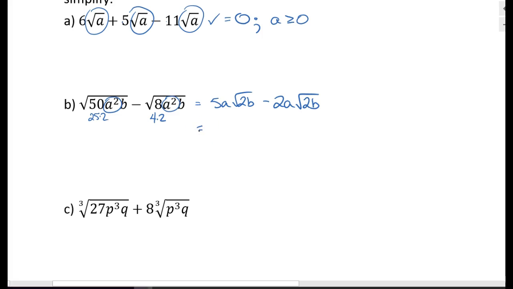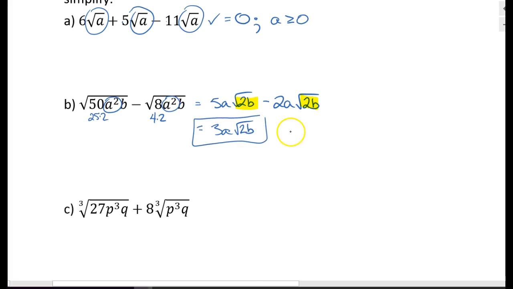So again, using your understanding of perfect squares to take those out of the radical. Now we see these guys are matching, same index. So 5a minus 2a is going to be 3a, and our radical is unchanged.